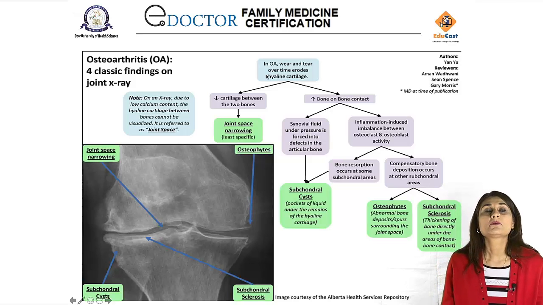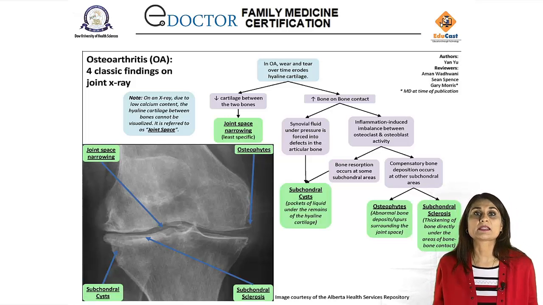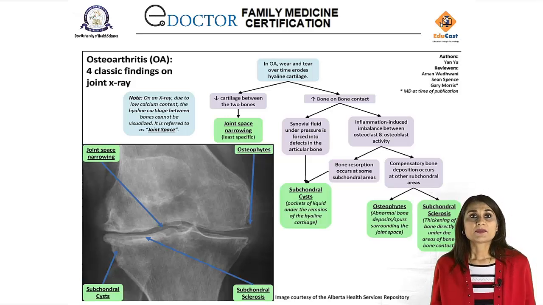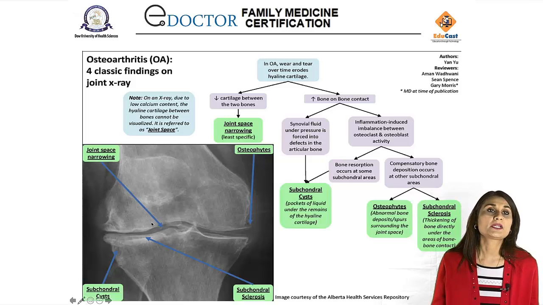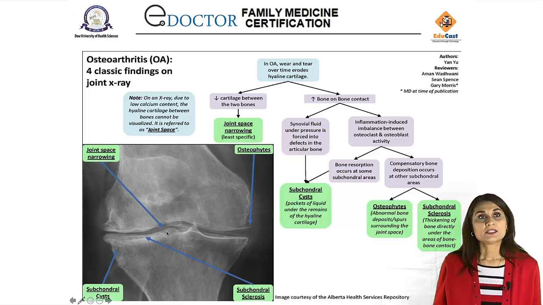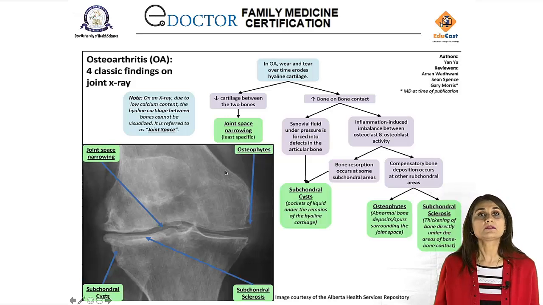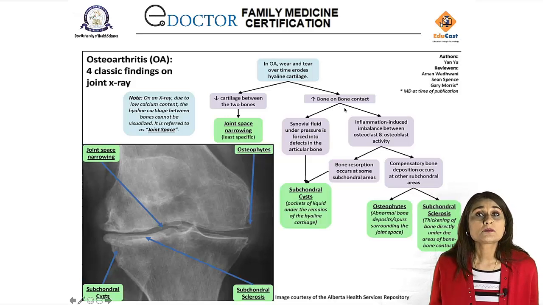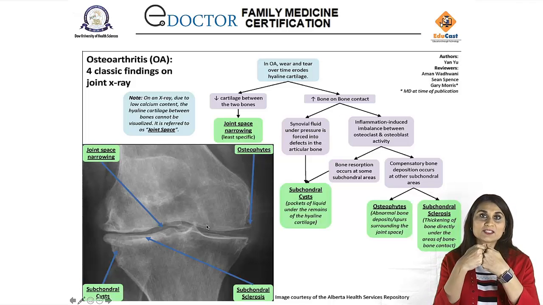So number one, what is osteoarthritis? It's wear and tear over time that erodes the hyaline cartilage, right? So your hyaline cartilage is being damaged. What happens then is we have decreased cartilage between two bones. Here we have two bones, and the cartilage between them will be eroding. So what do we get then? Narrow joint spacing. But that's not specific for osteoarthritis, because a rheumatoid arthritis X-ray will also show narrow joint spaces. Okay, that's fine. Then we get increased bone-on-bone contact, like they are contacting each other like that.